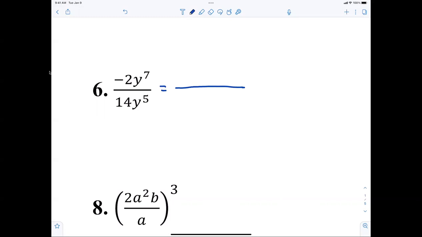Yes, negative 1 over 7. That is the correct answer so far. Now, what happens to the y's? And what's the answer? Yes, y to the 2nd. I'm happy with that. Anybody have any issues? Come on now, remember, please try before Mr. Ward tells us the next answer.